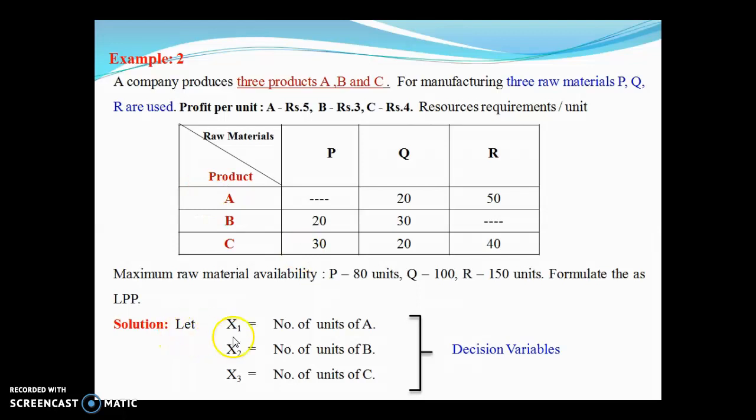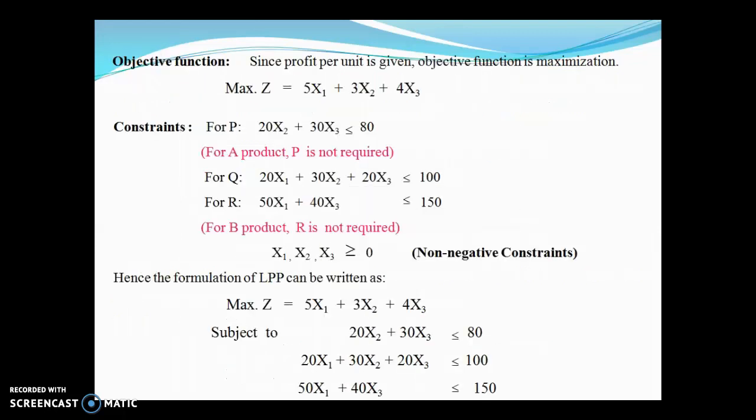Okay, so there are P, Q, R. There are three decision variables: x1 is the units of A, x2 units of B, x3 units of C. We first identify the decision variables, then write the objective function as per our objective. Since profit per unit is given, the objective function is maximized.